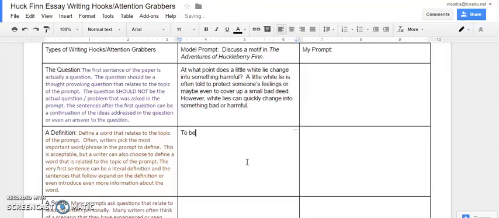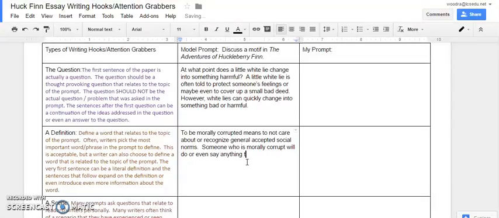So I might begin this paper with, to be morally corrupted means to not care about or recognize generally accepted social norms. And I'm going to continue this thought. Someone who is morally corrupt will do or even say anything to anyone.